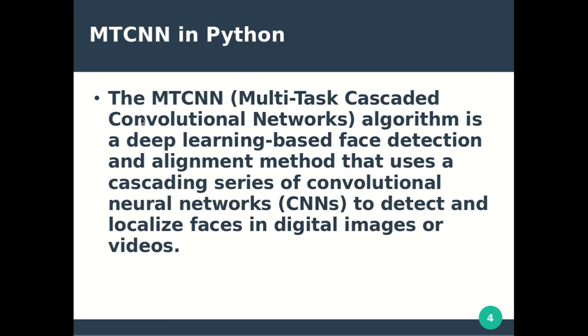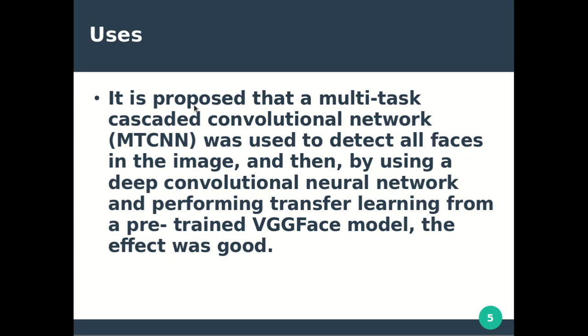The MTCNN algorithm is a deep learning based face detection and alignment method that uses a cascading series of convolutional neural networks to detect and localize faces in digital images or videos. It is proposed that a multitask cascaded convolutional neural network was used to detect all faces in the images, and then by using a deep convolutional neural network and performing transfer learning from the pre-trained VGGFace2 model, the effect was good. So that's all about the theoretical part.